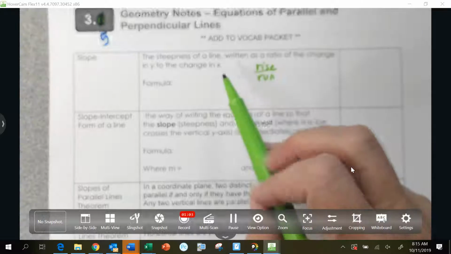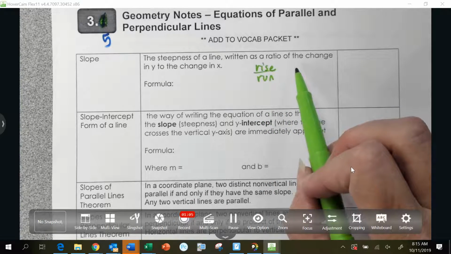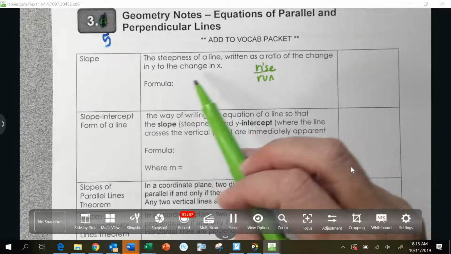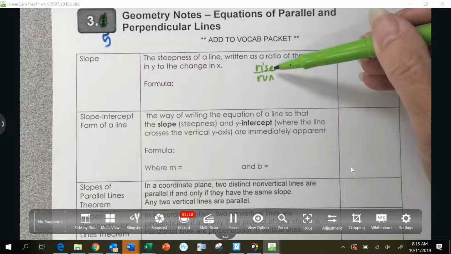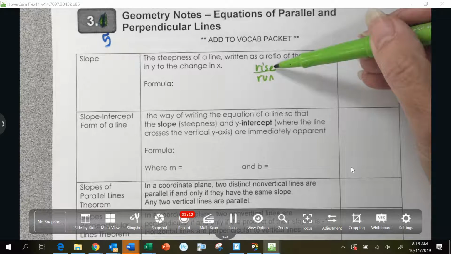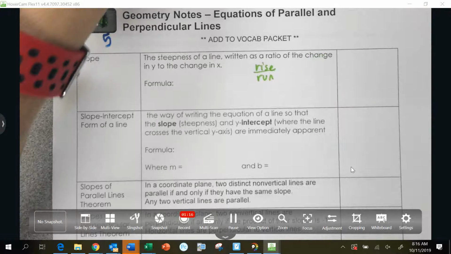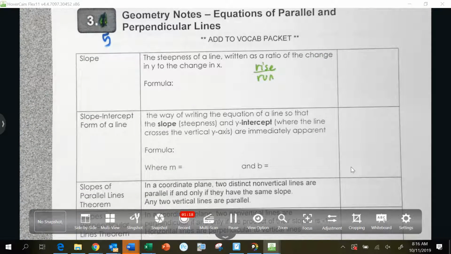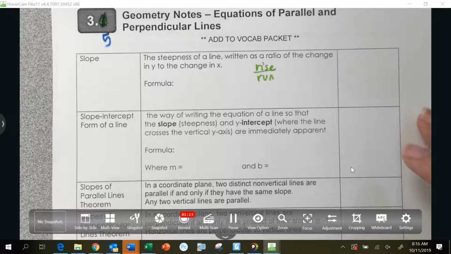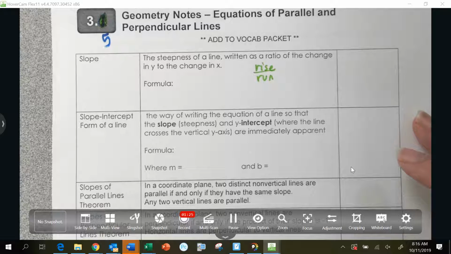So rise over run. It says the steepness of a line written as a ratio of the change in the y to the change in the x. So it's a ratio, it's division. It's written as the change in the y, which is rise, over the change in the x, which is run. We've been doing lines since the first weekly review, if you've been doing your weekly reviews.